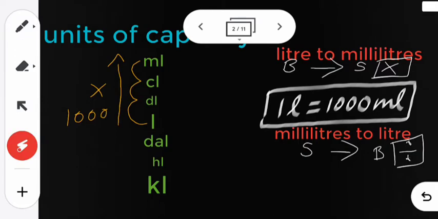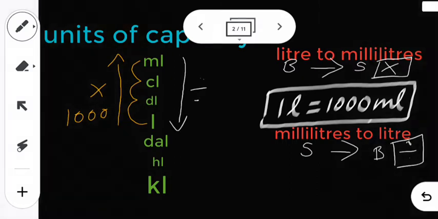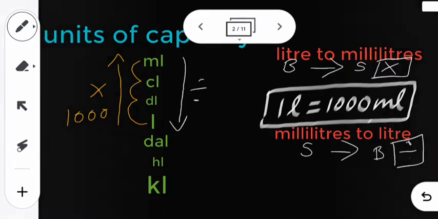Okay, so now if you come here, how to do this one? Let's check here. Milliliter to liter. Milliliter is here, liter is here. So you have to come downward. When you come downward, you have to divide. So you remember, when you come downward, you have to divide.